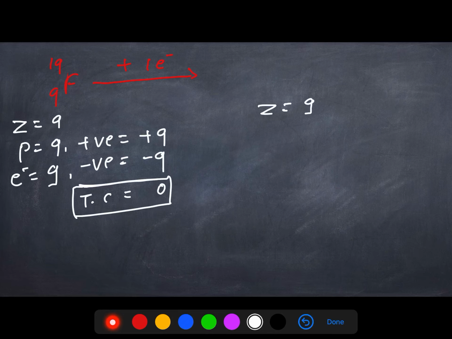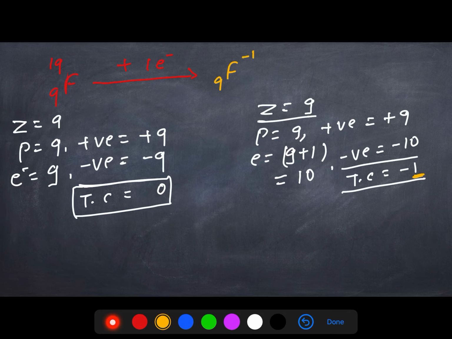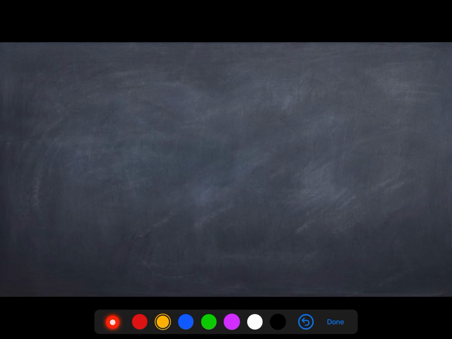Fluorine is neutral. Let's see what happens when it gains one electron. Fine. Now, atomic number does not change once again, right? So number of protons does not change, and so the positive charge remains the same. But now you have one extra electron. Because fluorine gained one electron, the total number of electrons that you have now is 10. So the negative charge developed will be minus 10, and the total charge will be minus 1. So this net charge minus 1 will be shown over here. You can simply write F minus 1 or simply F minus also.